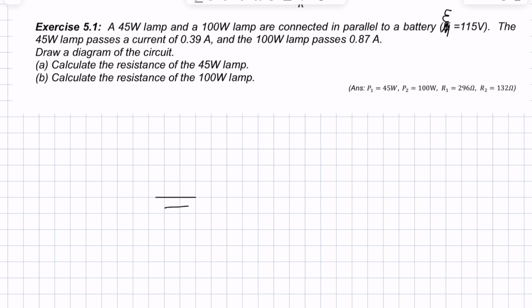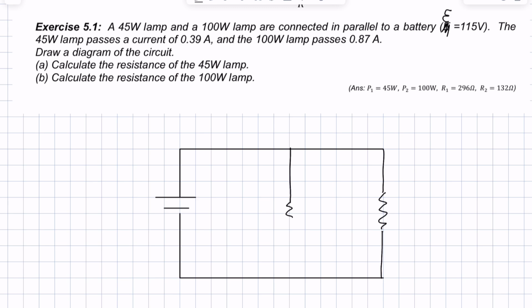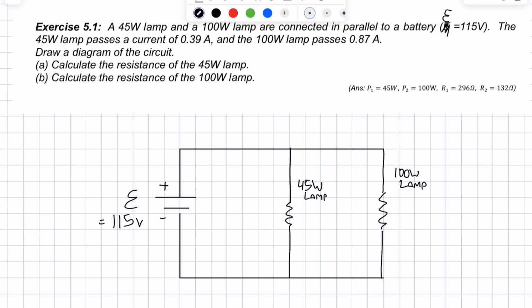There are many ways to draw this circuit, but since the two lamps are in parallel with each other and with the battery, I chose to draw it like this. I'm going to use resistor symbols for the two lamps since we are only trying to find the electrical resistance. So let's say this lamp is the 45-watt lamp. I'm going to call it R1. The other lamp is the 100-watt lamp. I'm going to label it R2. And I'll label the battery as 115 volts.